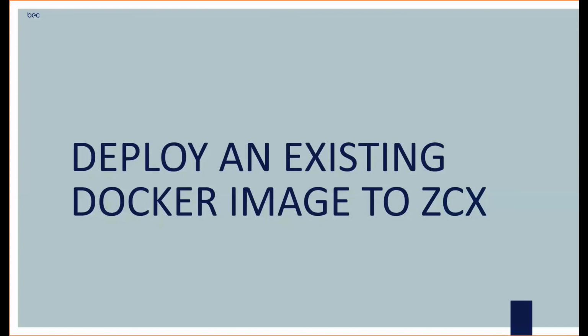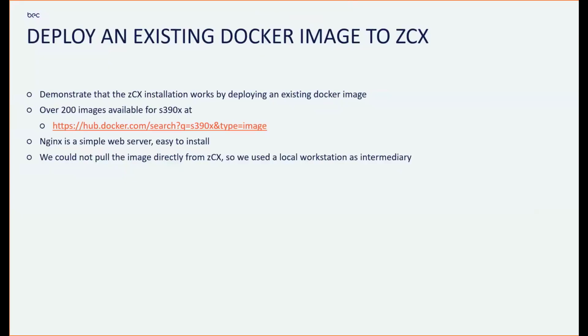So now we have zCX, we have Docker Desktop running. We could now pull an existing Docker image and deploy it on zCX. And the purpose of this is to demonstrate that the zCX installation works. And actually there are over 200 images, nearly 300 images available for what they call s390x, which is z/OS Linux, either zLinux or zCX, available on Docker.com.